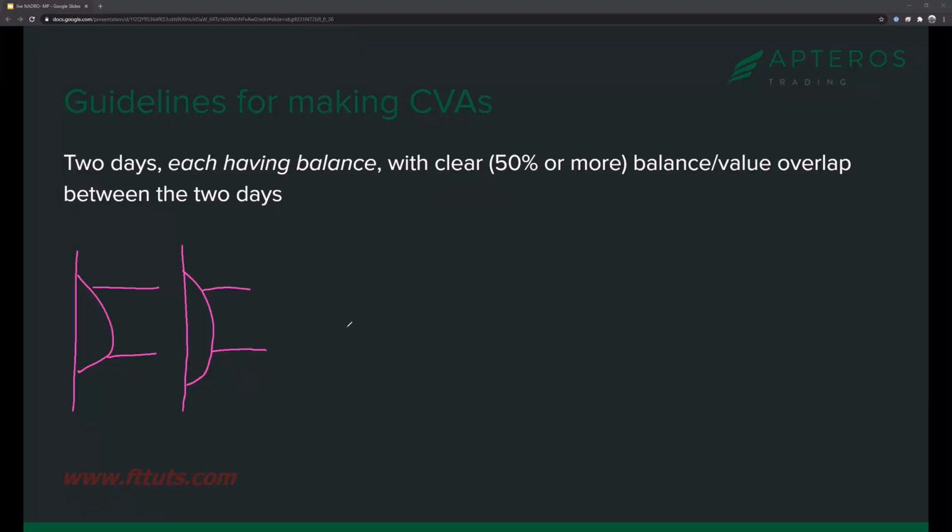Now, rarely does it happen like that, right? It's real world. So a lot of times it's going to look more like this. Something like this. What's the value area overlap? Would you guess on this one? I'd call it 65% overlapping. So it meets our 50% or more general guideline.